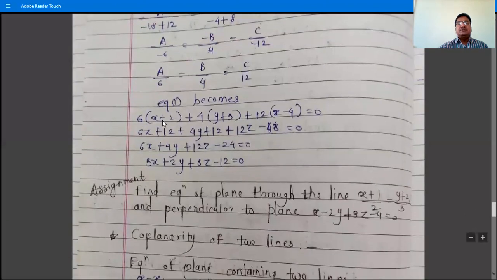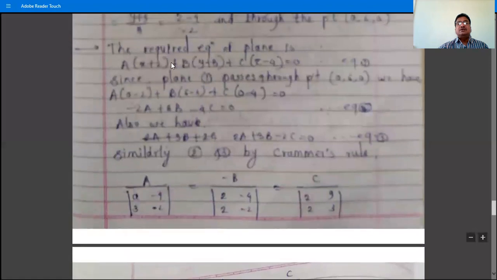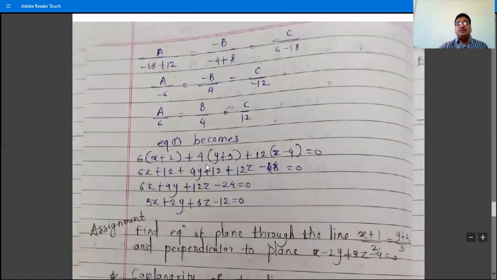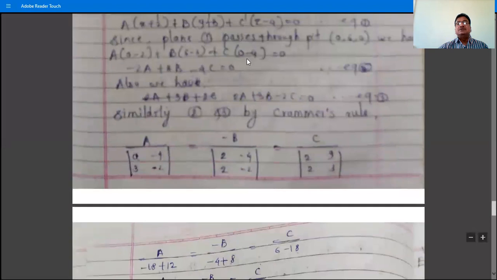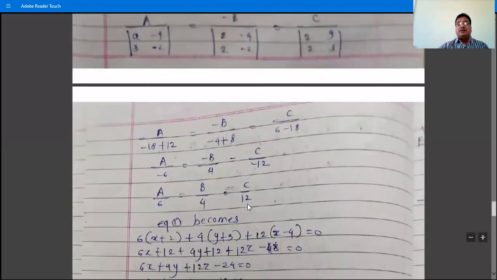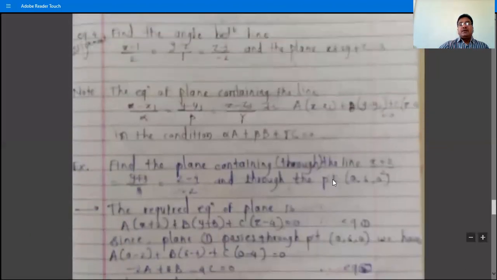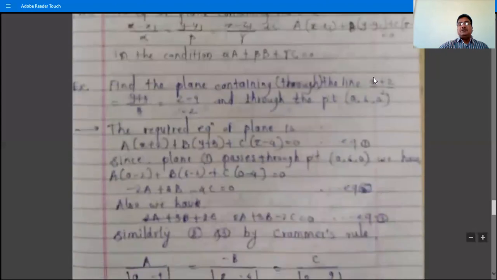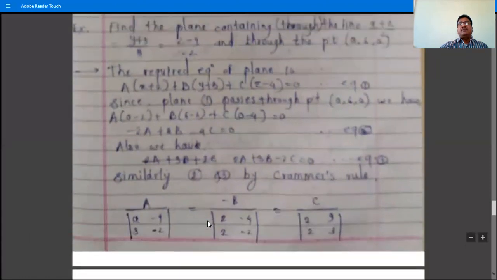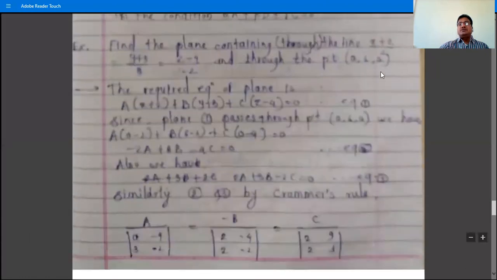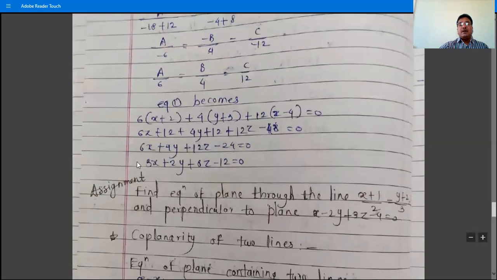What we have? 6 in bracket x plus 2, plus B is 4 in bracket y plus 3, plus C is what? 12. 12 in bracket z minus 4 is equal to 0. Simplify this. So we have the answer 3x plus 2y plus 6z minus 12 is equal to 0. So this is the equation of the plane containing this line or passing through this line. That is, this line only lies on this plane. And the plane passes through the point 0, 6, 0. So this is the required equation of plane.